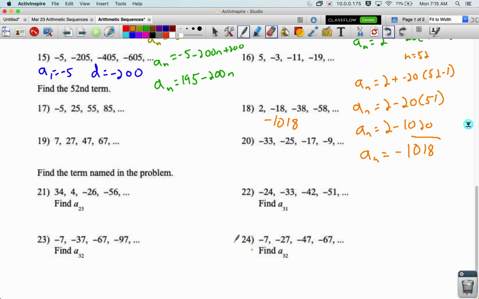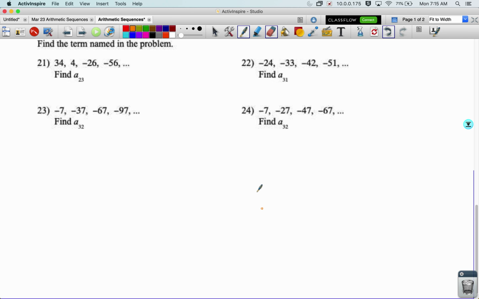All right, and now we can do this for any term. Doesn't have to be the 52nd. Let's do this very last one. Figure out the 32nd term of this sequence. So a sub n equals our first term, negative 7, plus our common difference, looks like we're subtracting 20 each time here, times the term number that we want, 32 minus 1. So a sub n equals negative 7 minus 20 times 31.